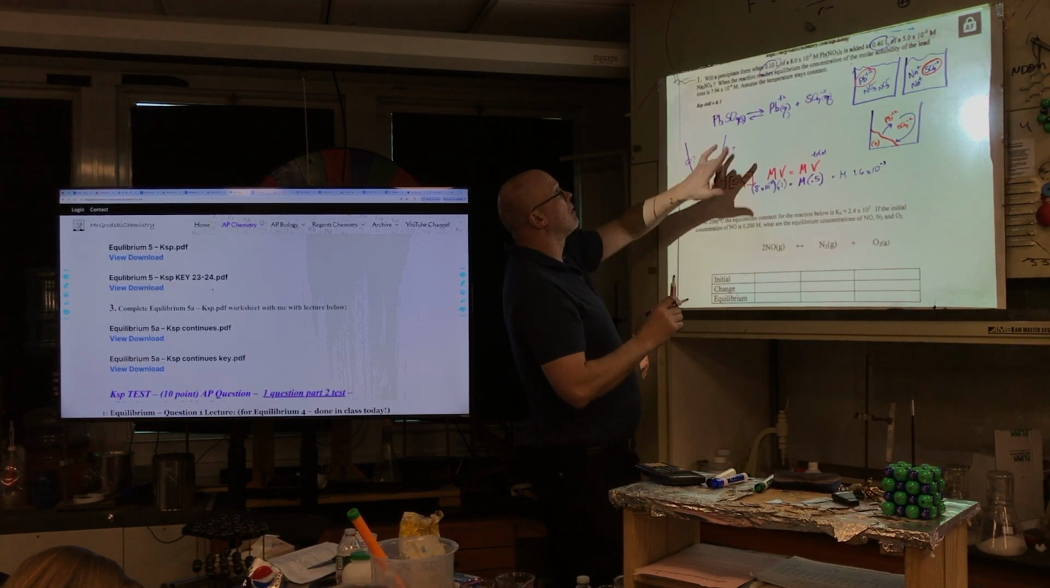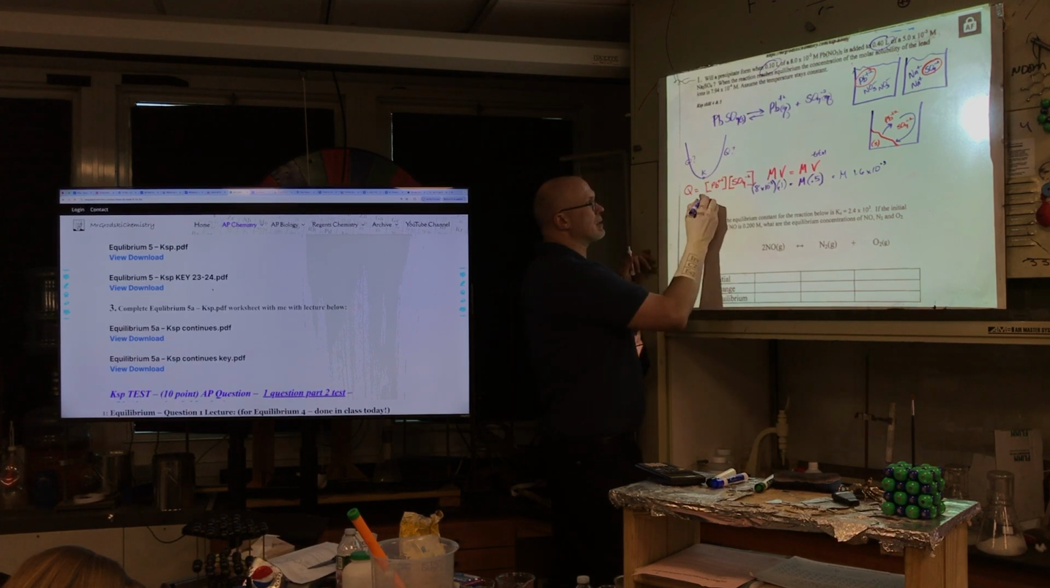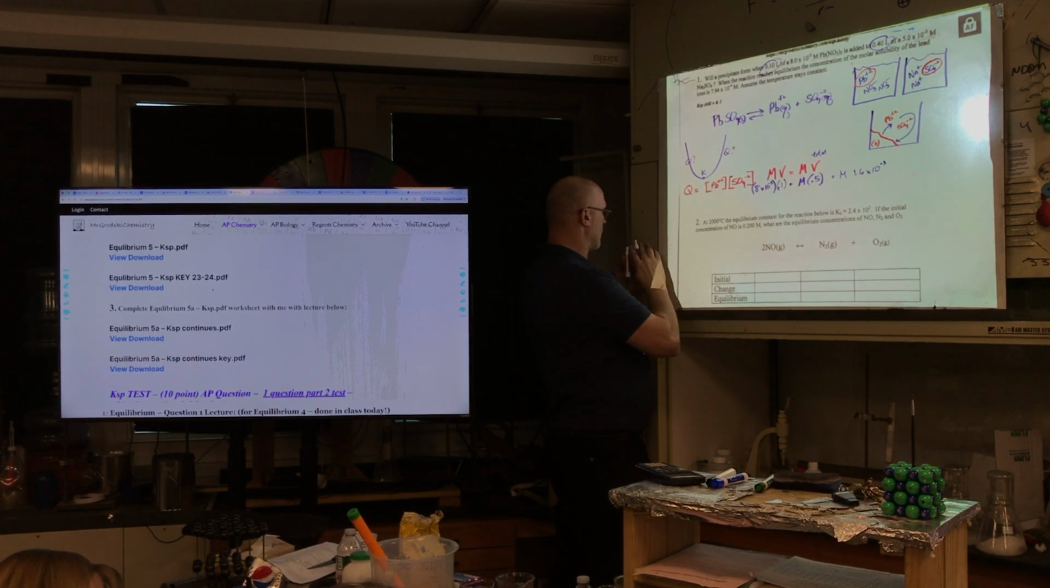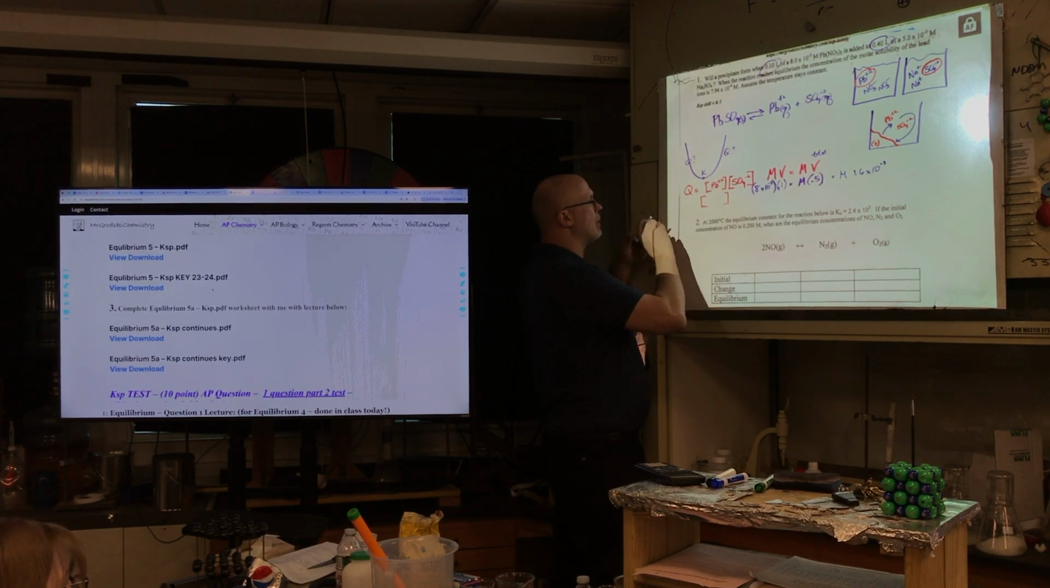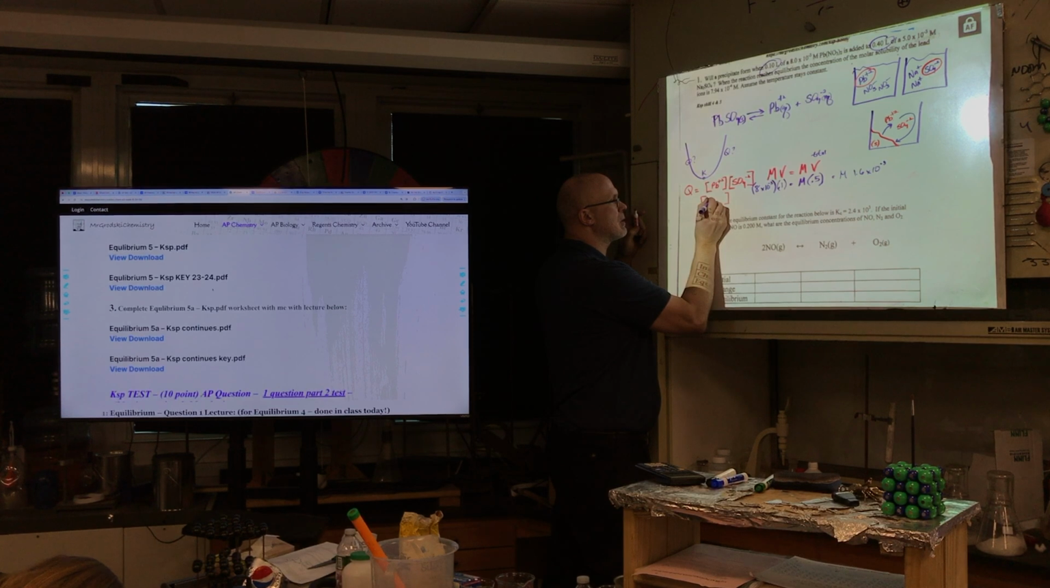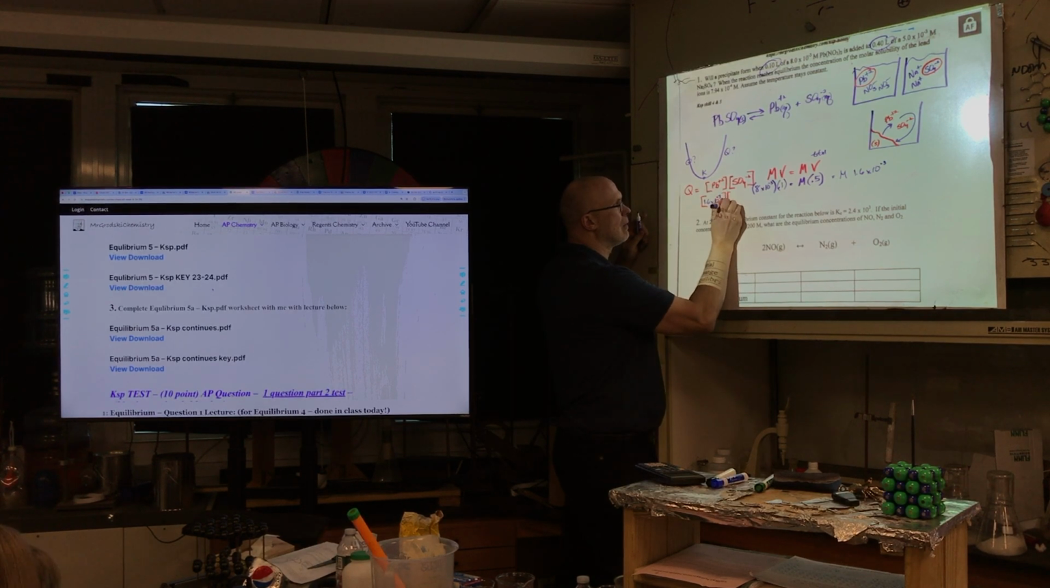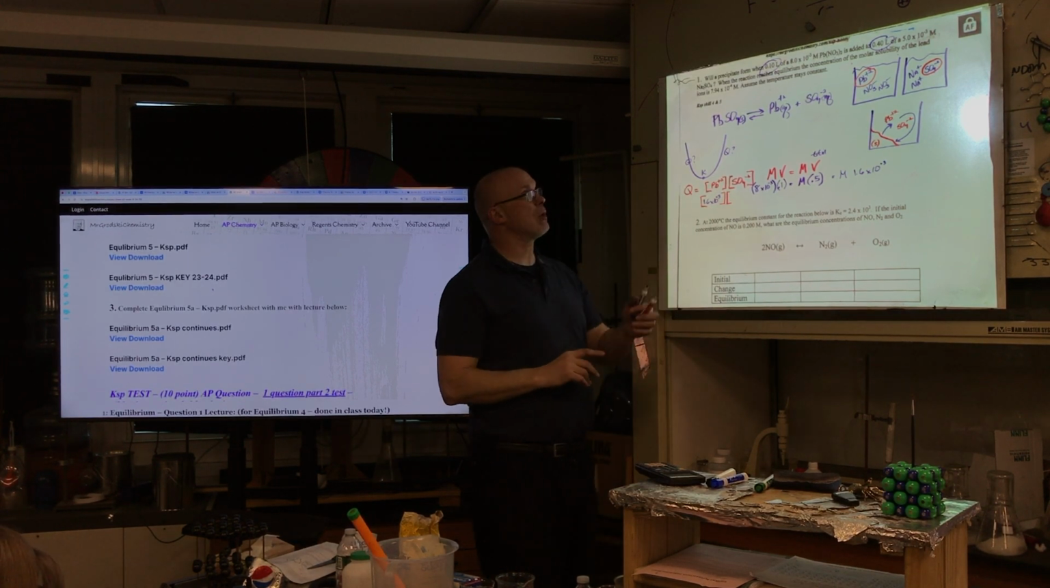Of what though? I did lead nitrate. So I'm going to plug this in right here. So this becomes 1.6 times 10 to the -3. Didn't have to be that big of a bracket. Okay. I'm going to do that again for the sulfate.